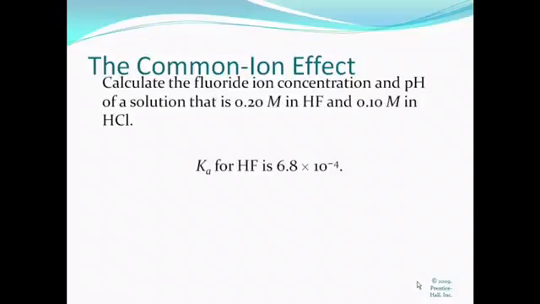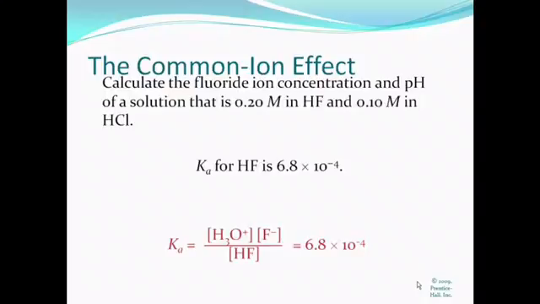The common ion effect is very, very simple to explain, but it's hard to actually do the math, so I really wanted to concentrate on that right now. So I gave you a quick sample problem here. It says, calculate the fluoride ion concentration and the pH of a solution that is 0.2 molar in HF and 0.1 molar in HCl. So HCl versus HF. Which one of those is a strong acid and which one is a weak acid? I hope by now you've got that memorized from Chapter 4. I really need you guys to commit that to memory: all of the strong acids and weak acids, and strong bases and weak bases.